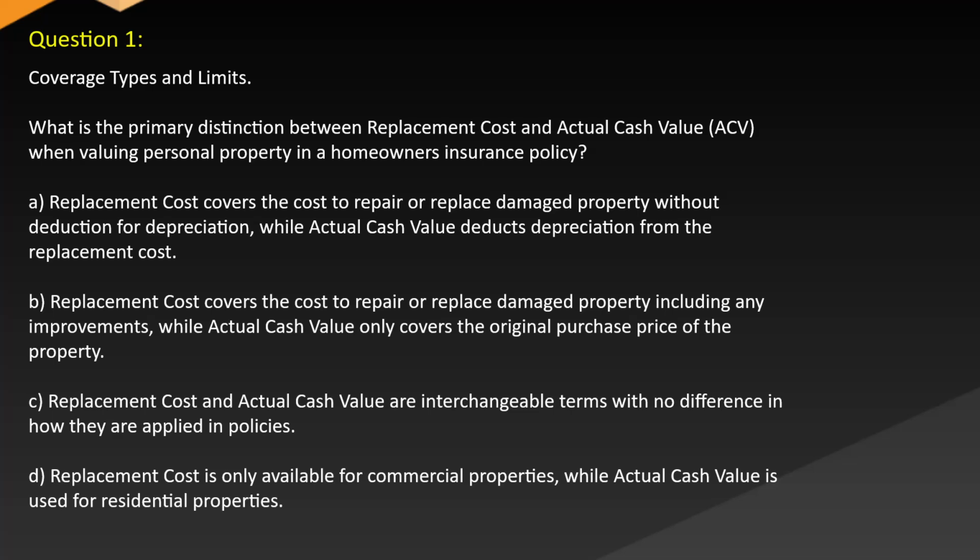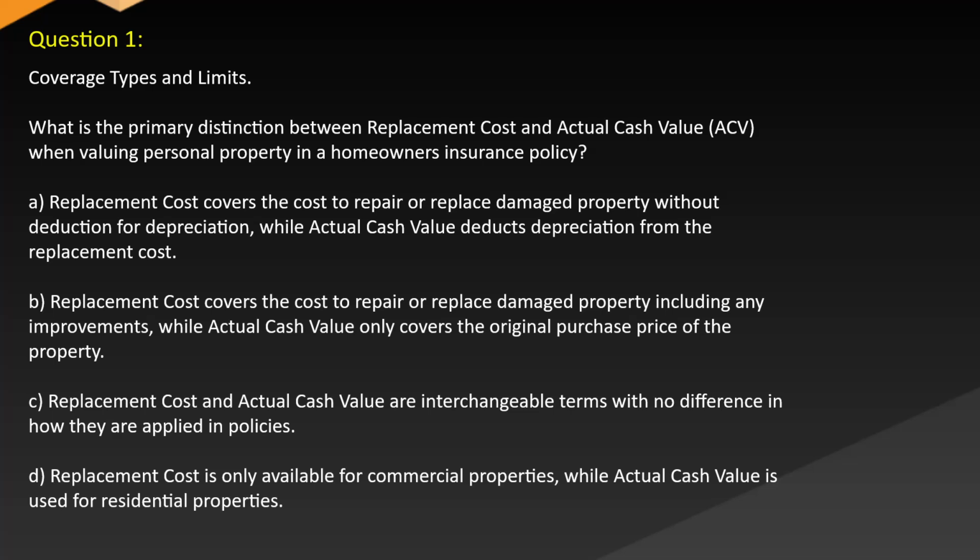Question 1. Coverage types and limits. What is the primary distinction between replacement cost and actual cash value (ACV) when valuing personal property in a homeowner's insurance policy? A. Replacement cost covers the cost to repair or replace damaged property without deduction for depreciation, while actual cash value deducts depreciation from the replacement cost.